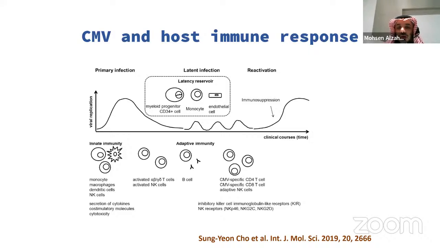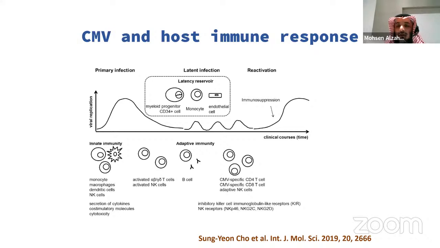CMV infection is characterized by latency after primary infection, which can be reactivated, particularly in the setting of immunosuppression. Primary infection activates the innate immune response, which causes the release of inflammatory cytokines. This process works to slow down viral replication before the adaptive immune response develops to control the virus infection.